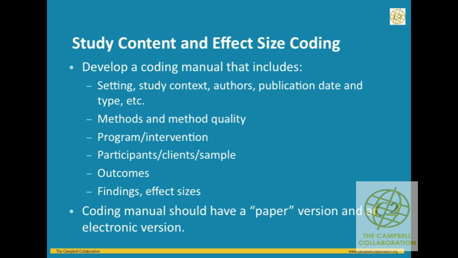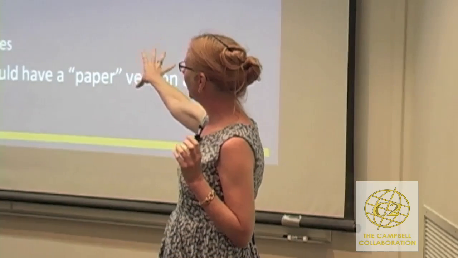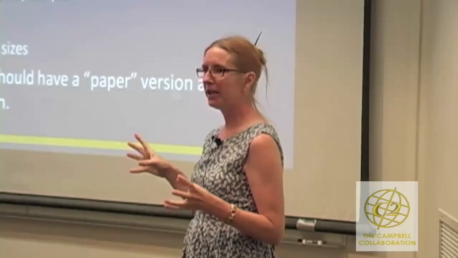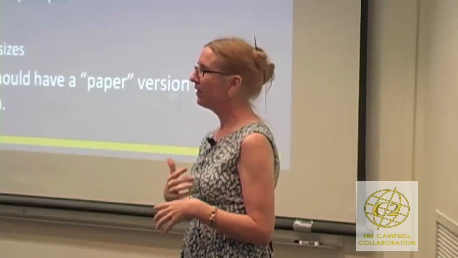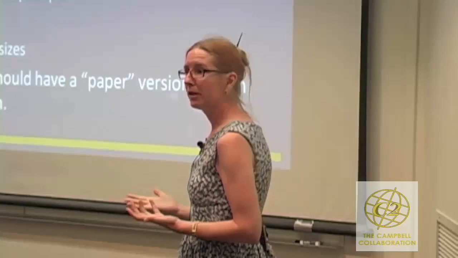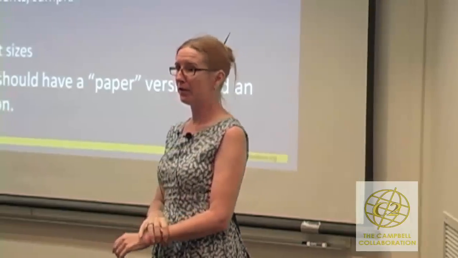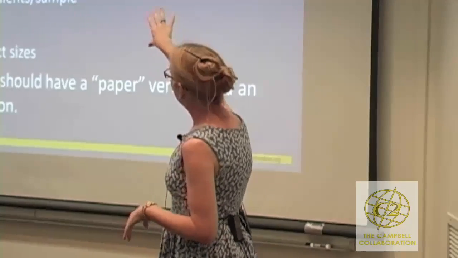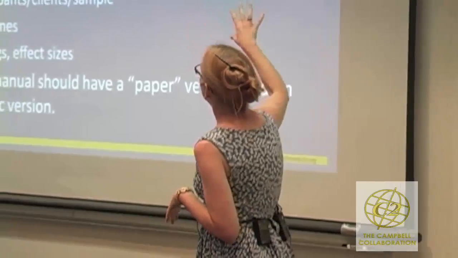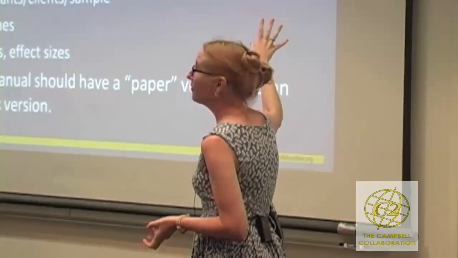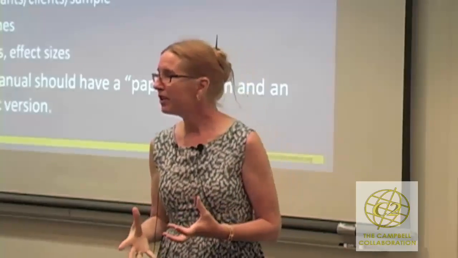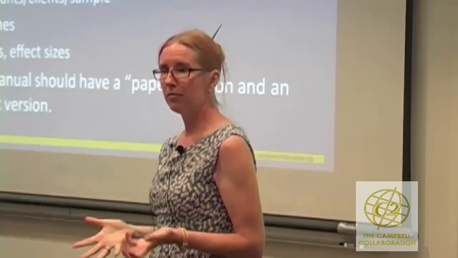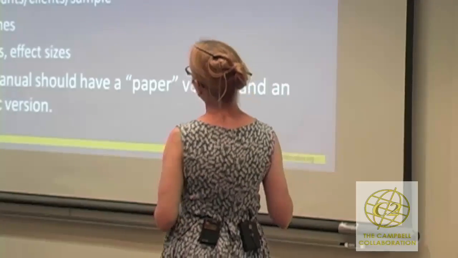So what's in a coding manual? All right, there are different sections. These are the big topic areas that you'll want to think about when coding, and then underneath these there are lots of different things you can extract from studies, and it really depends on your area. But study setting, context, authors, publication date, publication type, this generic stuff. That's always interesting. It's easy to code.